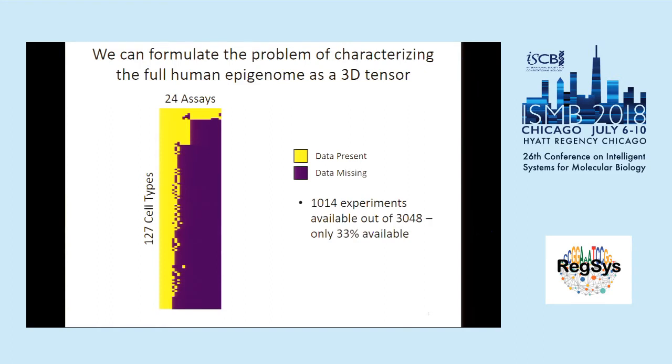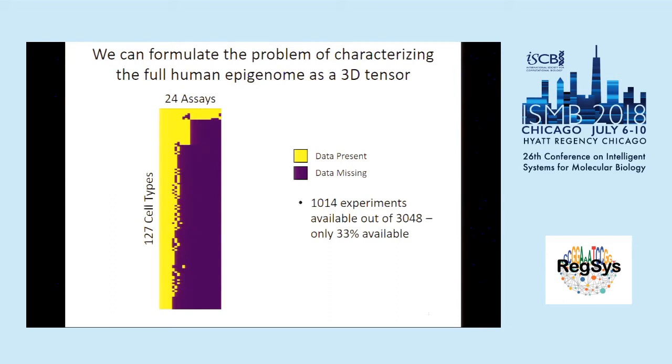there are of 3,048 possible experiments. We have 1,014 that have actually been performed in the lab. So 66% of the data are missing just in this subset. And if you expand this matrix to the whole world of different cell types and epigenomics assays that you could measure, the missingness is quite a bit more than that.